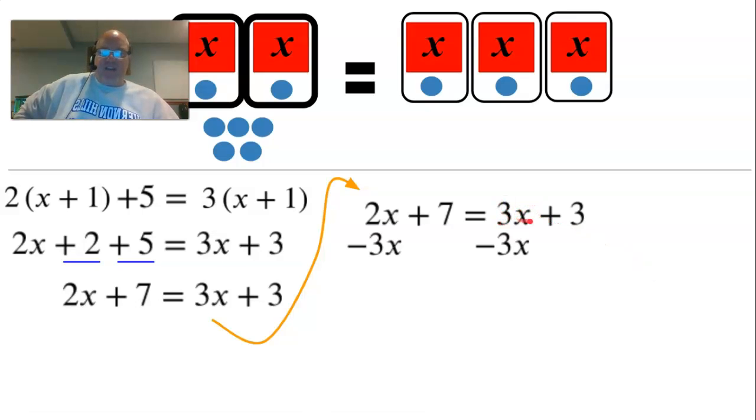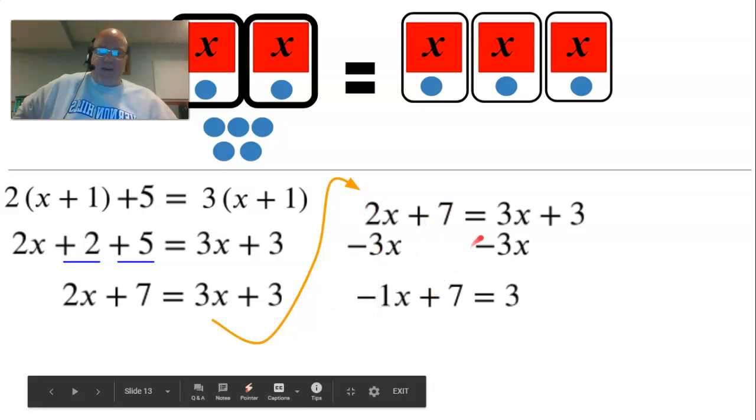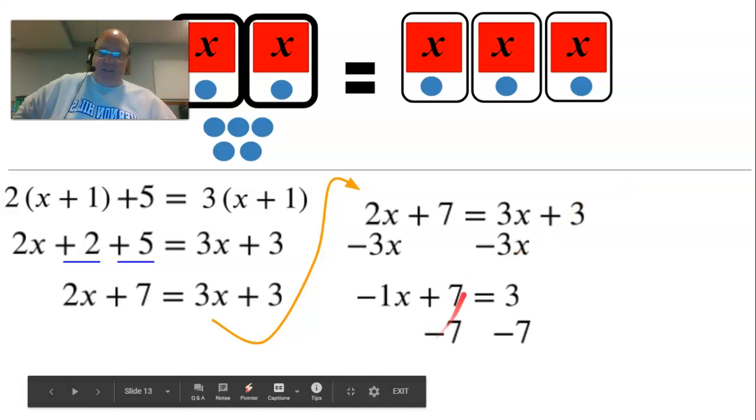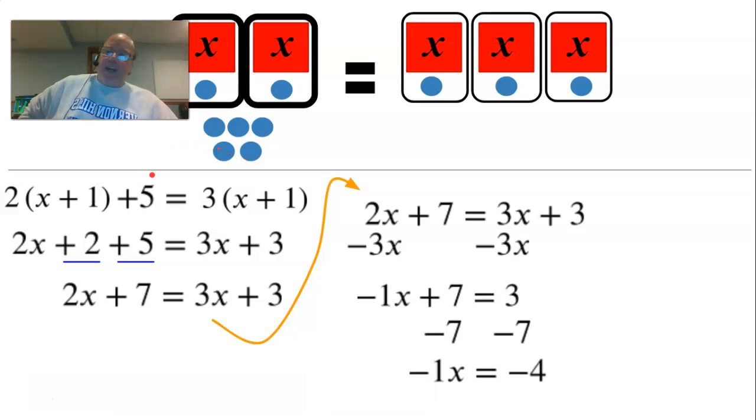So since this is a 3x, I'm going to subtract a 3x because remember, I need to get 0. That's what I need to get. And if I subtract a 3x on this side, I subtract a 3x on this side. So that gives me negative 1x plus 7 is now equal to 3 because I have my 0 here with 3x minus 3x. I'm going to go ahead and subtract a 7 on each side because on the left-hand side, I need to get 0. And I have to do it to both sides. So that gives me negative 1x equals negative 4.